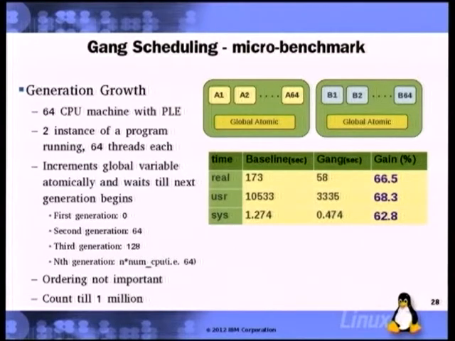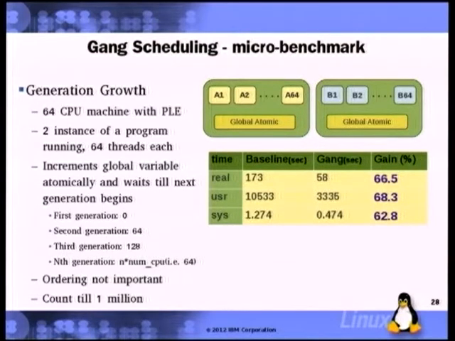So we wrote one program wherein we would increment. If I have a 64 CPU machine, then I have 64 threads in that program. Each thread would increment one global atomic variable once in a generation. So what is a generation? A generation is basically 0 to 63 is the first generation, then 64 to 127 is the next generation. So each thread would get to increment once during one generation.